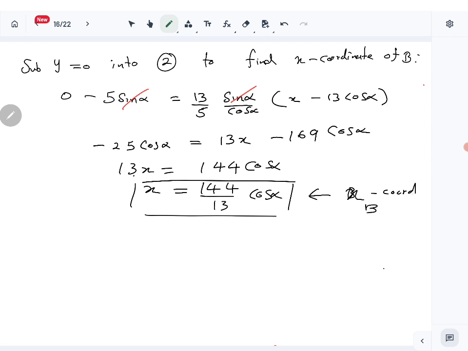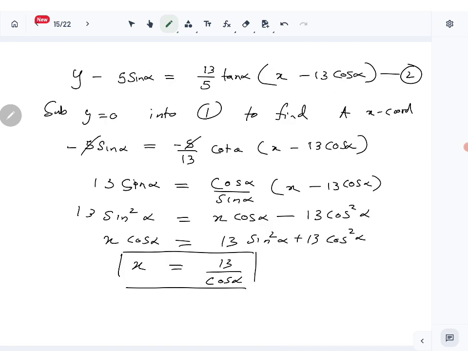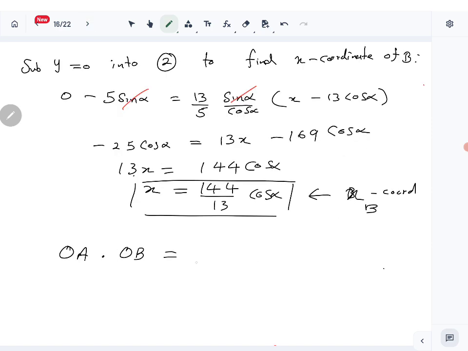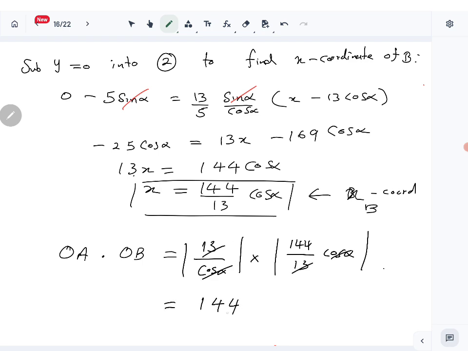Right. So then we need to do OA times OB. So distance, no? So take the absolute value of these 2 points. Then we don't need to worry whether they are positive or negative. So the absolute value of this OA times the absolute value of this one. Then the cos alphas cancel, the 13s cancel, and we get 144. Right. So that is the 7th question.